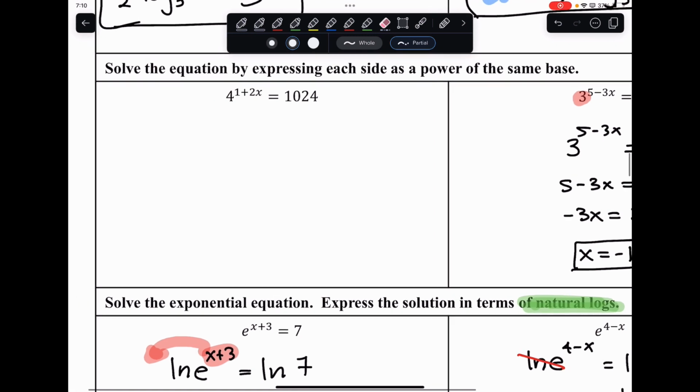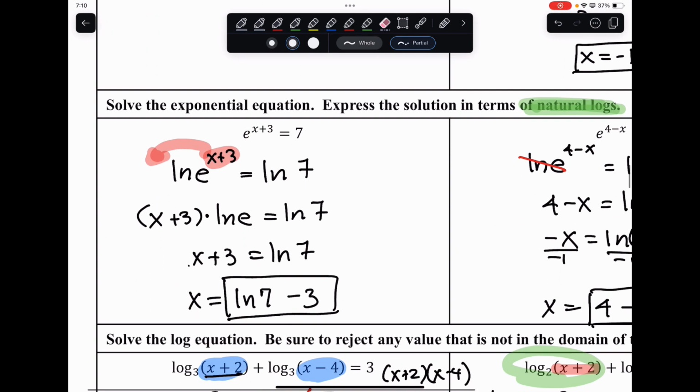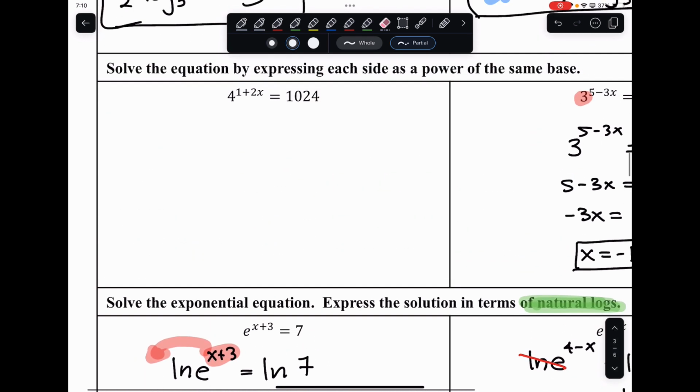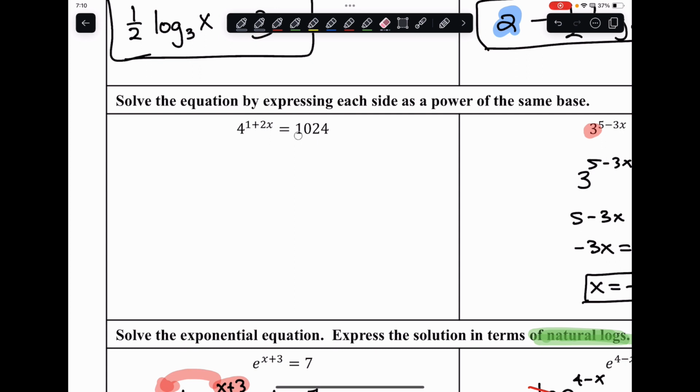Now let's go back to the previous two problems. So there is another technique, using the same technique as I used on these equations right here on solving the exponential equations and writing the answer in terms of log. I can do the same thing here. So this again is just an alternate method. If you for some reason just cannot figure out what power 4 has to be raised to get to 1024, you can just do this.